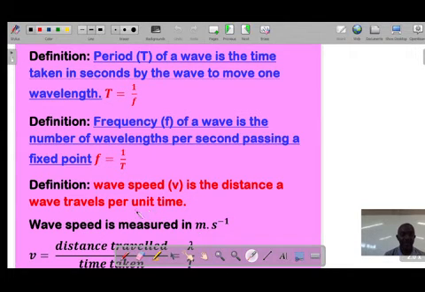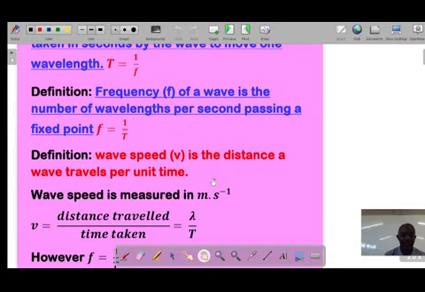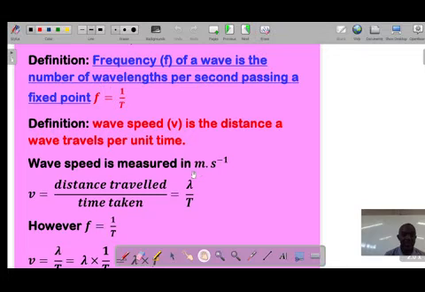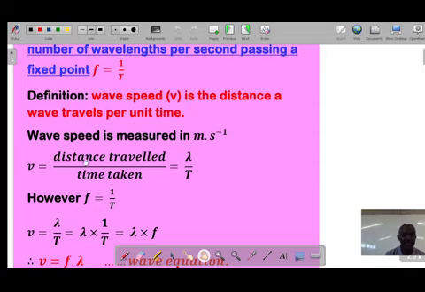Okay. Now another definition is wave speed. Wave speed is the distance a wave travels per unit time. What is wave speed? The distance a wave travels per unit time. Wave speed is measured in meters per second, and the formula is given by V, that's wave speed, equals distance traveled divided by time taken. This distance traveled is the wavelength, lambda, over time taken, the periodic time.